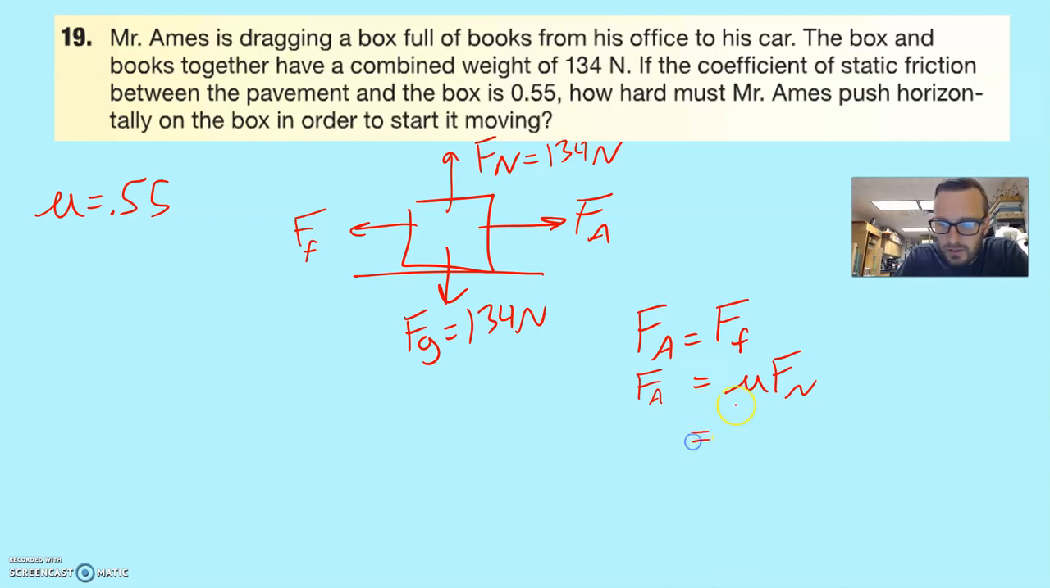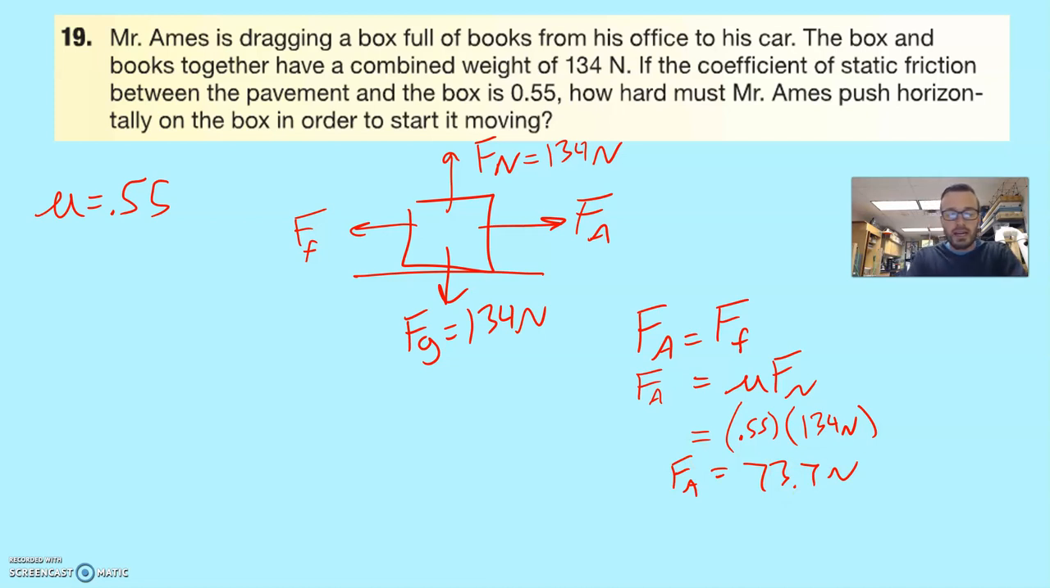So all we have to do here is say 0.55 for our coefficient of friction. Our normal force is 134 newtons. And then if I drop that into my calculator, I can get my applied force for the force of friction. The answer here is going to be 73.7 newtons. That is how hard he has to push to get it moving.